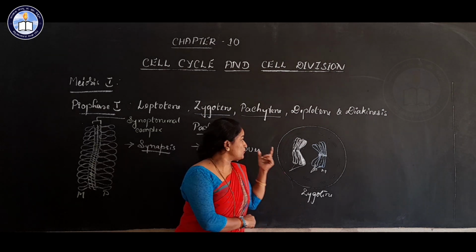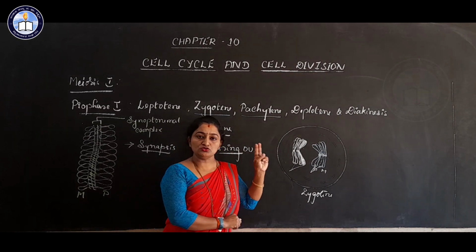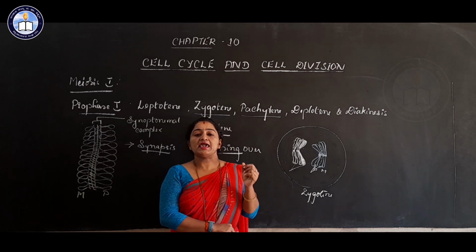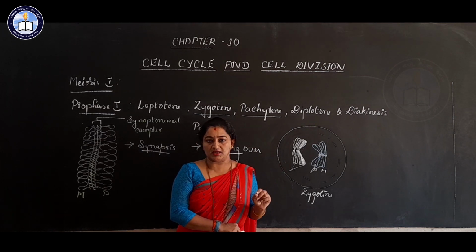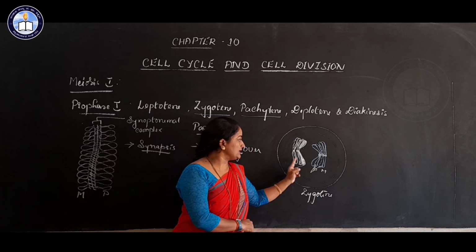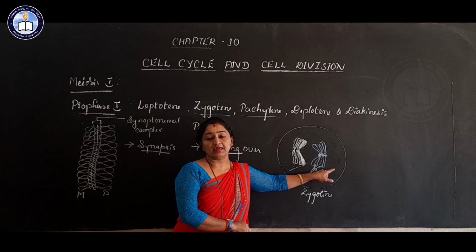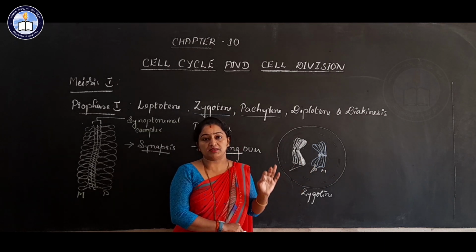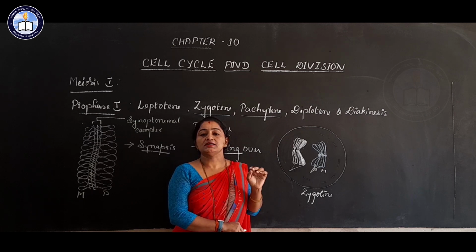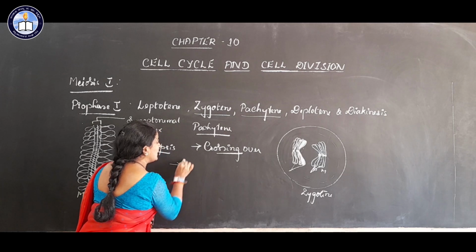There is another process called crossing over that takes place between two non-sister chromatids. That process means exchange of genetic material between two non-sister chromatids. It does not happen between these two, it happens in the homologous pair. Exchange of genetic material between two non-sister chromatids, that process is called crossing over.